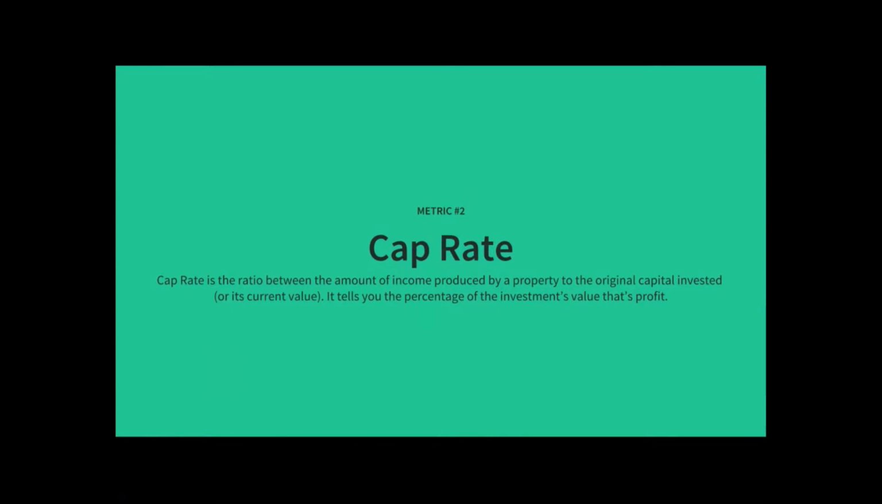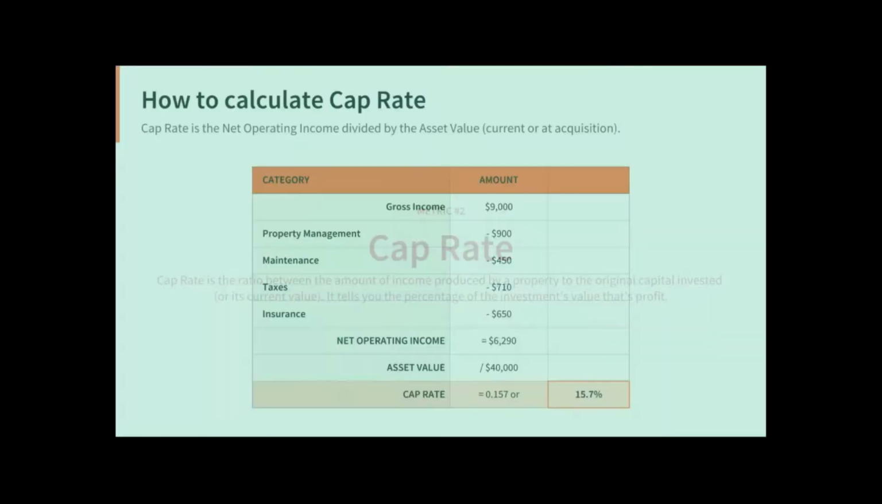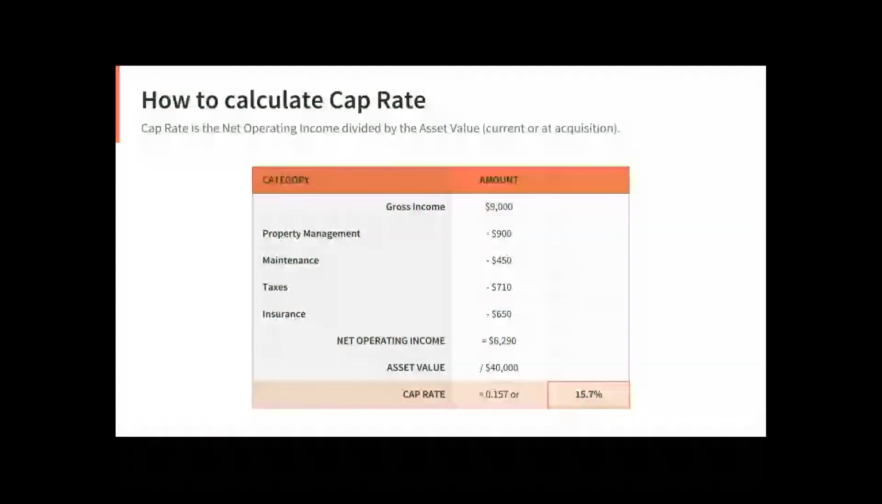Another way to look at a cap rate is as the real estate equivalent of the stock market's return on investment. A cap rate is a ratio between the amount of income produced by a property and the original capital invested or its current value. It tells you the percentage of the investment's value that is profit. Really simple: cap rate is a profitability metric that measures income versus property value.